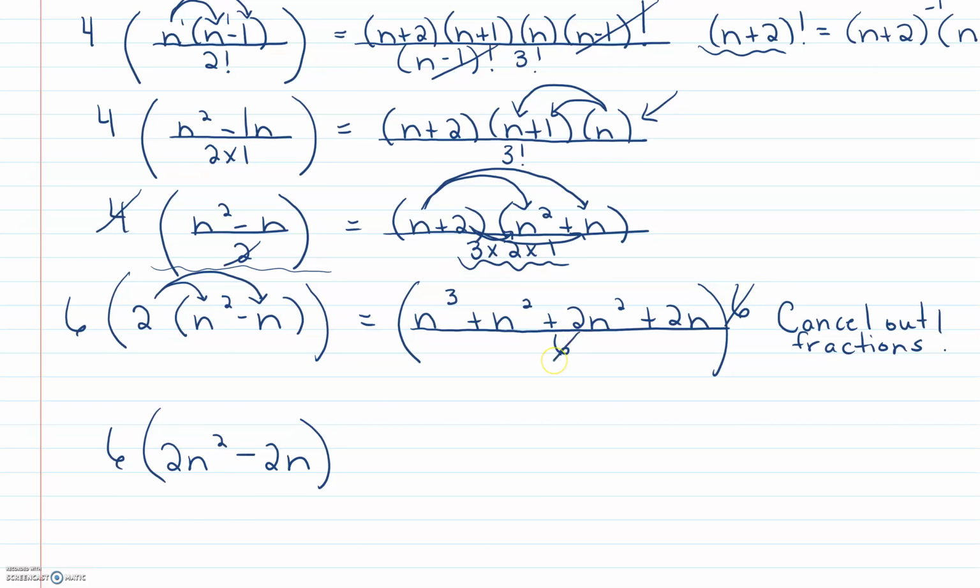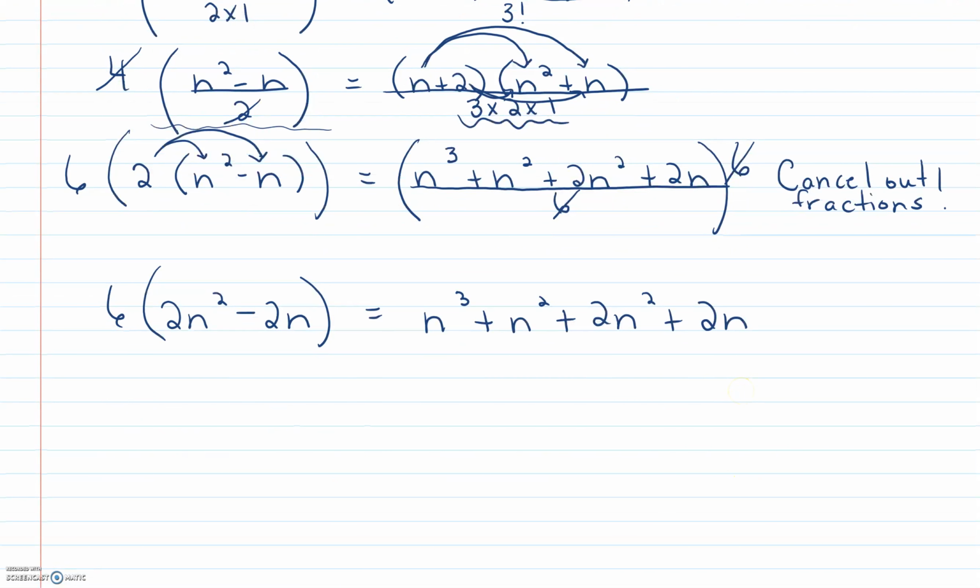So 6 divided by 6 is 1. So this equals n cubed plus n squared plus 2n squared plus 2n. Now this created some more math work to be done on the left side. Just another multiplication. 6 times 2n squared is 12n squared. And 6 times negative 2n is negative 12n. There's a bit of math to be done on the right side.